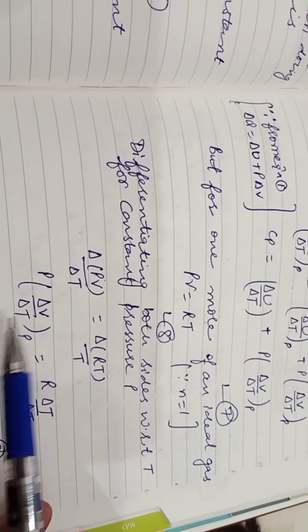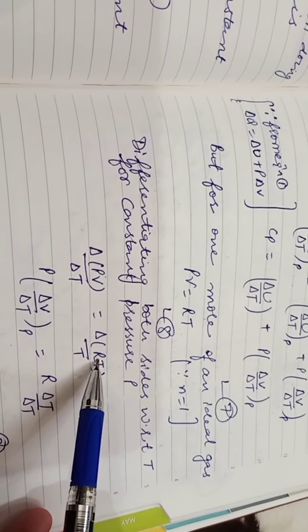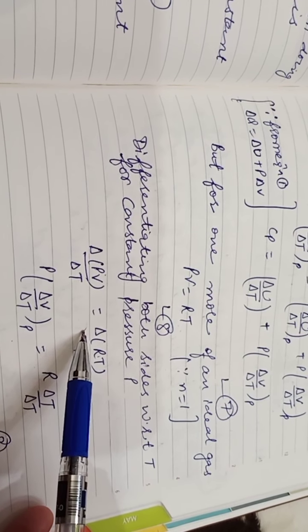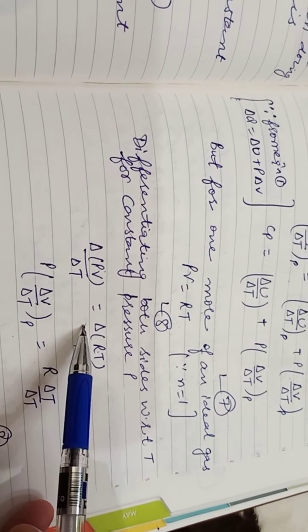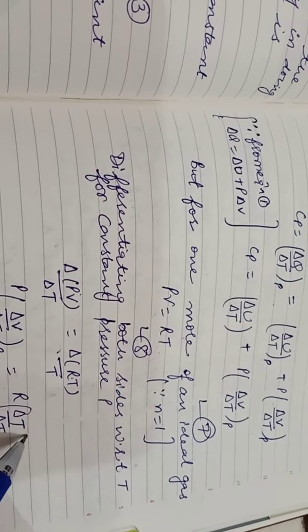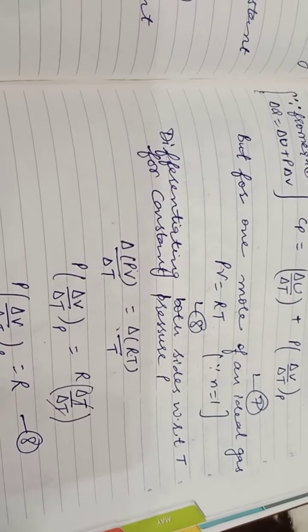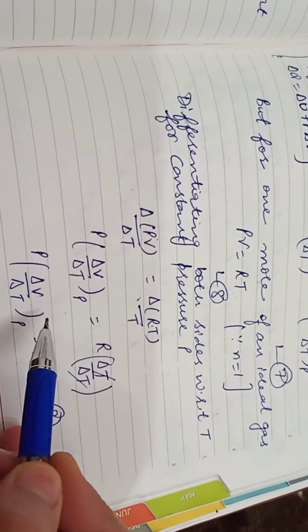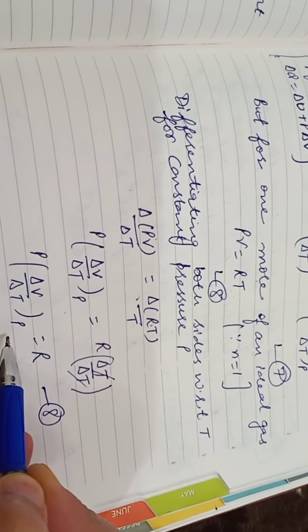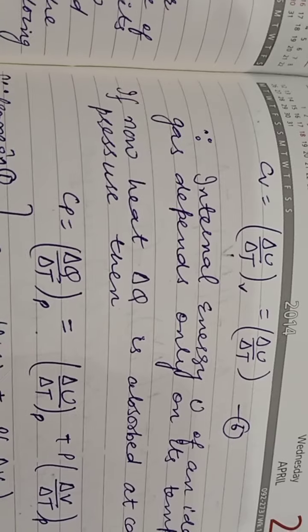So P within bracket delta V upon delta T is equal to, R is the gas constant, so it can also be taken out of this change. So R within bracket is delta T upon delta T. So this cancels out. So we get P delta V upon delta T with subscript P, which is equal to R. Take this as equation number 8.